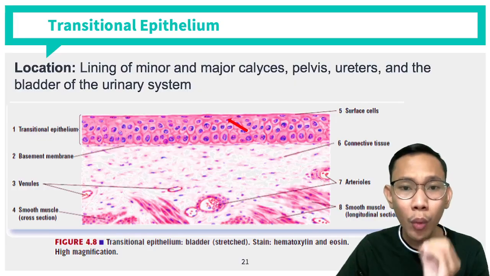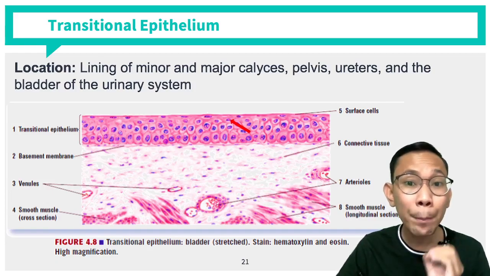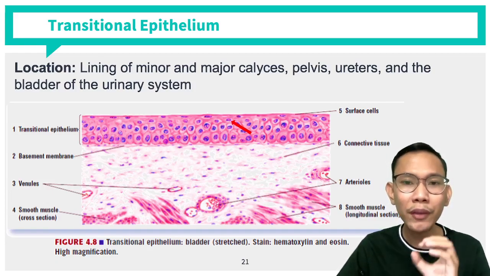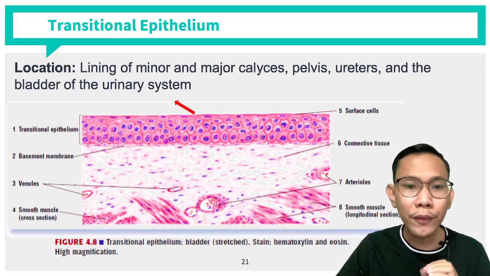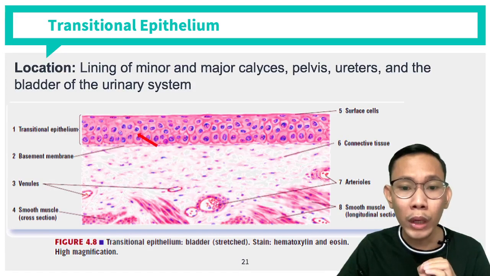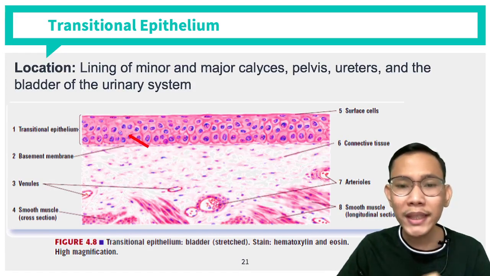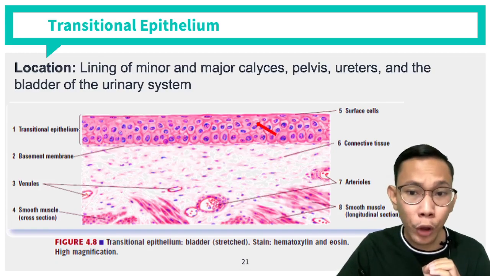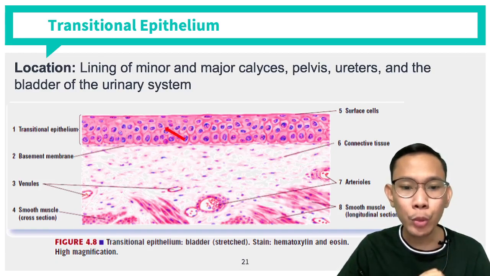Doc, why is it that it is stretched? Because of the presence of your urine. So if there is greater volume of urine, therefore your transitional epithelium will be stretched out. So once it is stretched out, the morphology of the cells becomes dome shape.